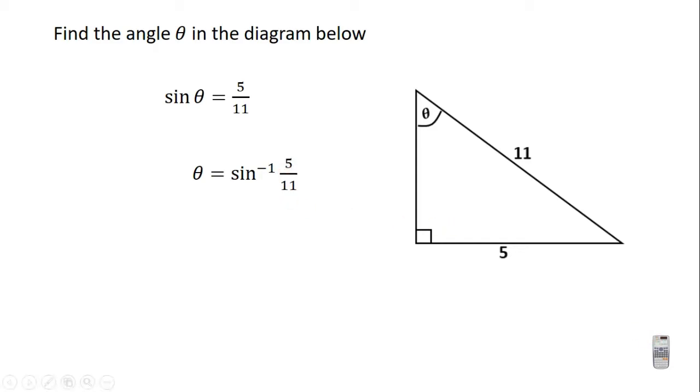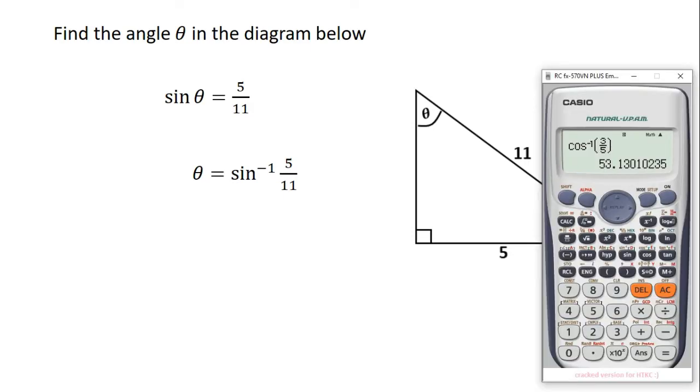In the previous video, we learned how to find sine inverse and cos inverse. Let's do that once again. You switch on your calculator, you press shift, we are looking for sine inverse, so you press sine. Then you enter the fraction that has been given to you, 5 divided by 11, close the brackets, and the calculator will compute that for you.